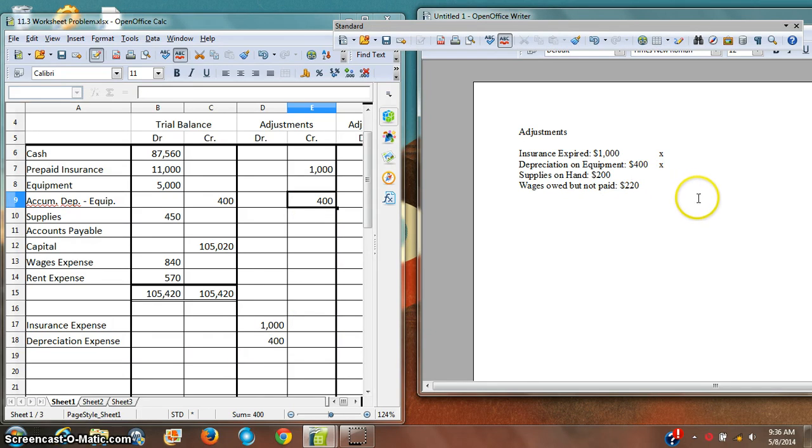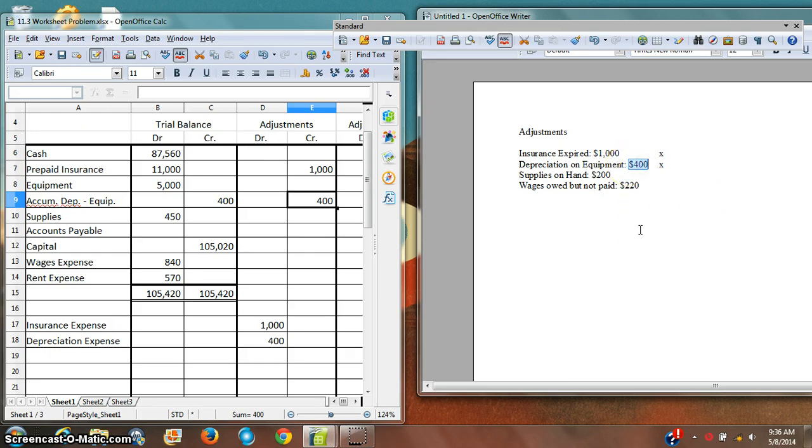And the next thing I need to do is supplies on hand. This is the only adjustment that, based on this problem data, I'm going to have to do any calculation for. The other ones are just given. They've told me what the depreciation is.